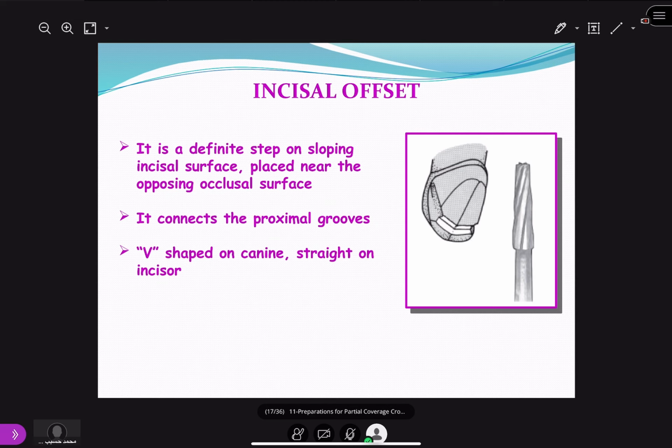As you see in this picture, this is the incisal offset. This is inverted V shape. This is the incisal offset.